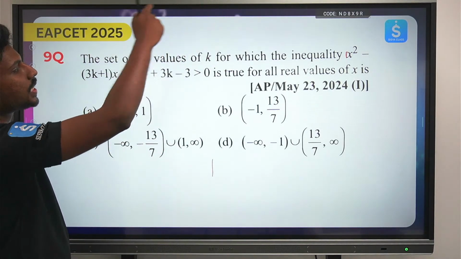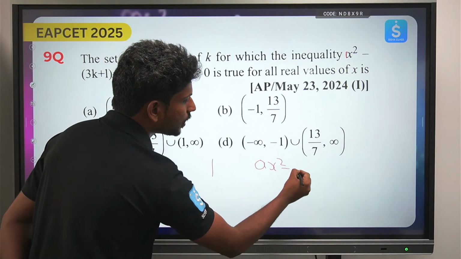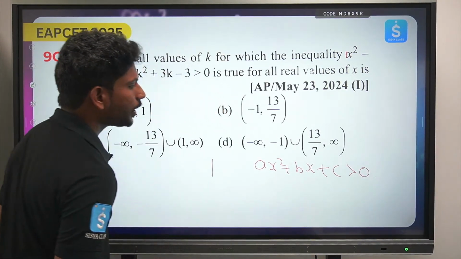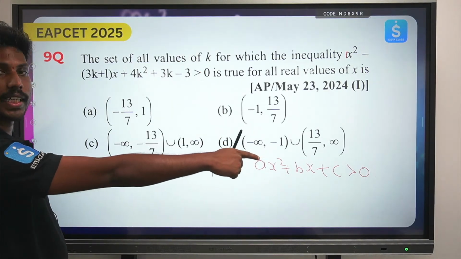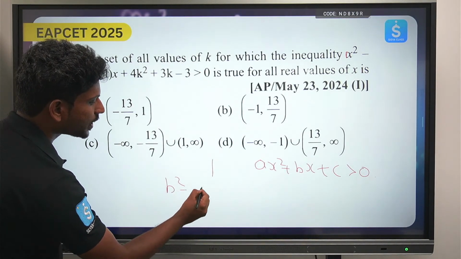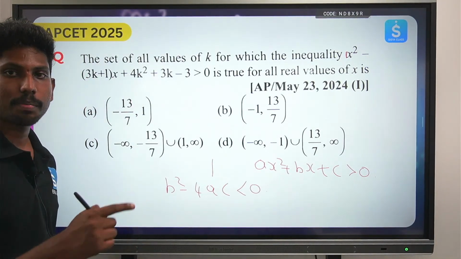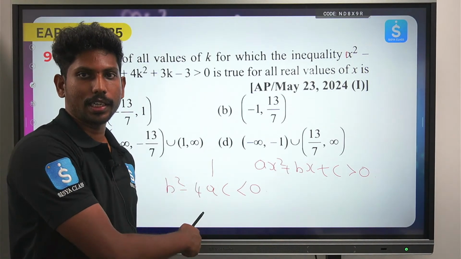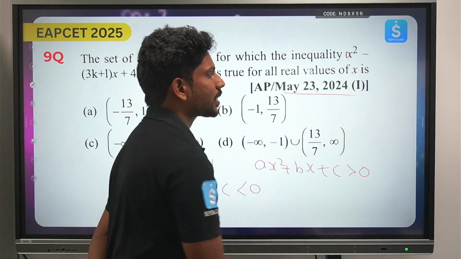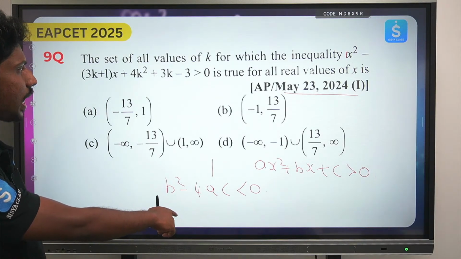Now this quadratic equation is ax square plus bx plus c, and he is saying this value is greater than 0. What does it mean? The parabola is never intersecting the x-axis. That means b square minus 4ac should be less than 0, right? As I said earlier, it is the same problem, again we are trying to repeat the same version. This is how many times the same repeated questions have been asked. That is why I am trying to devote the time for that.